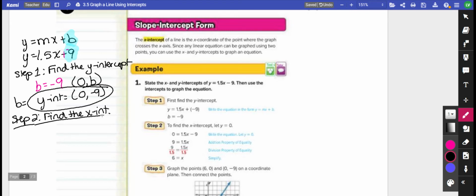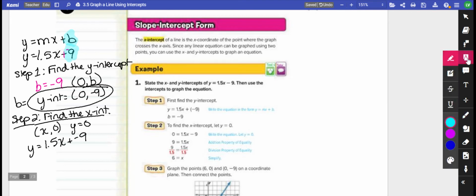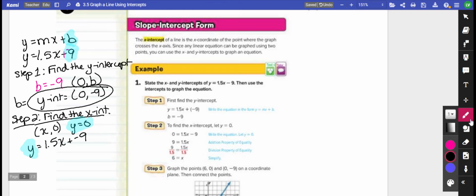In order to do that, we need to allow y to equal 0. The reason for that is for the x-intercept we have x comma 0 as the ordered pair. So that means that y equals 0. So if I take the equation y equals 1 5/10 x plus negative 9, I'm going to plug 0 in for y, because y equals 0. So 0 equals 1 5/10 x plus negative 9.